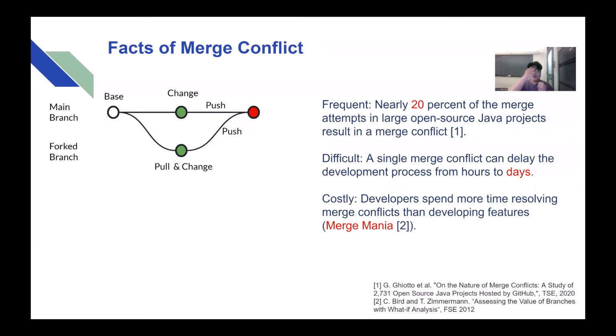So let me show you some fun facts about merge conflicts. Existing studies show that nearly 20% of merging attempts could end up as a merge conflict. And a single merge conflict can even delay the whole development process from hours to even days. And sometimes merge mania may happen, which means that developers actually spend more time resolving the conflicts rather than developing the features. It's a disaster, isn't it?